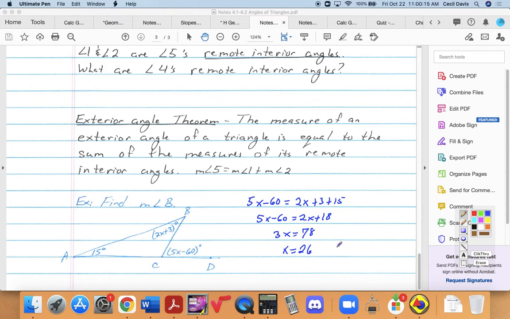Dividing, we get x is 26. That was easy. That's just algebra. Yes, once you have the equation set up, it's all algebra. And now we just need to substitute back in to find the measure of angle B. So it's 2 times 26 plus 3. That's 52 plus 3, which is 55 degrees.